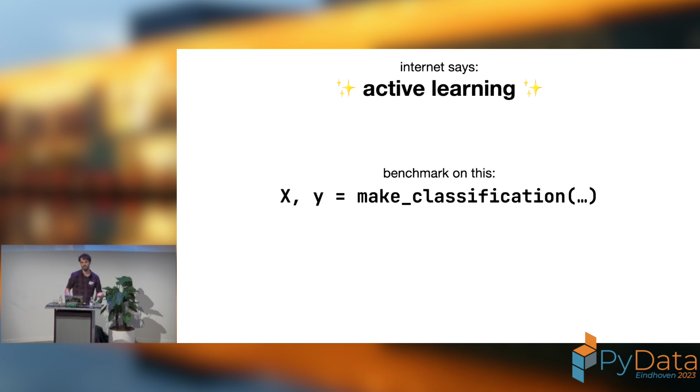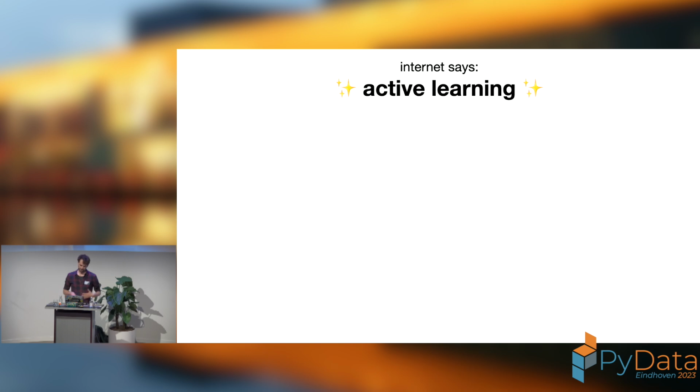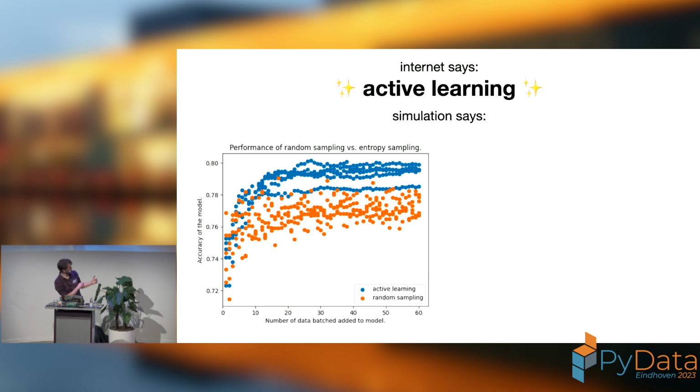One way to benchmark is to grab a random data set from the internet, but you can also just use the make_classification function inside of scikit-learn. It's not perfect or anything like that, but it's a theoretical benchmark that anyone should be able to simulate from scratch. So I made a data set, and then I made this chart. On the x-axis, you see the number of data batches that have been generated and annotated. On the y-axis, you see the performance of the model.